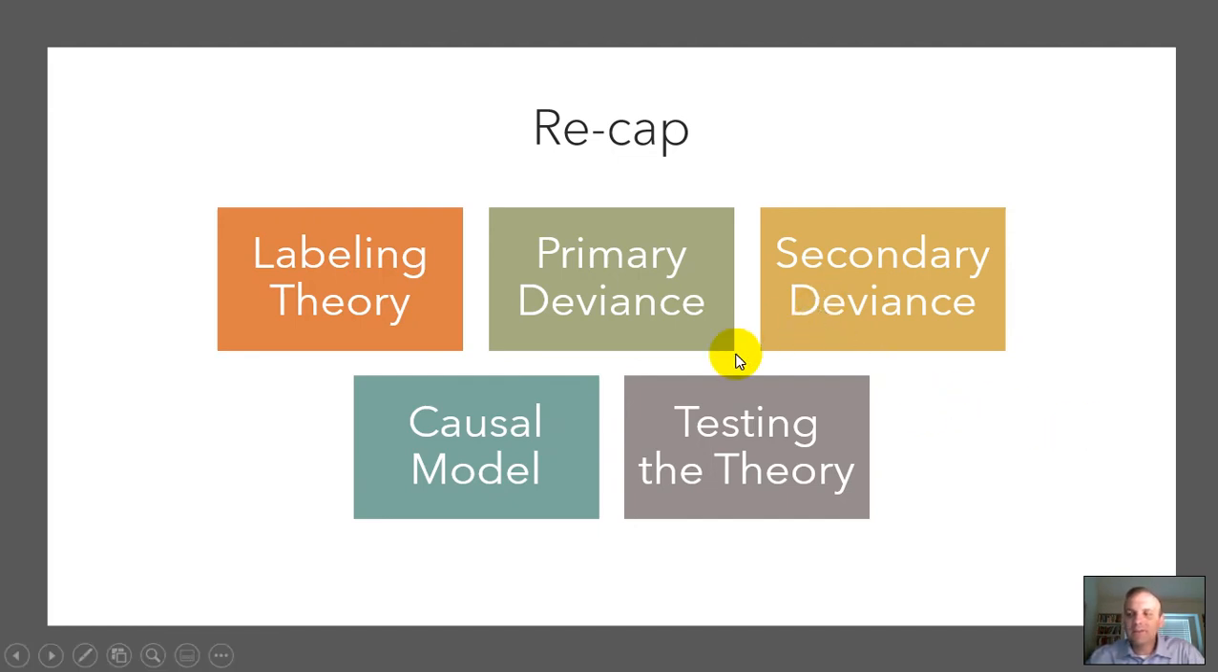Primary deviance is deviance that occurs without the individual having a label attached. Perhaps they don't know what's wrong. It could be psychological. It could be a biological or sociological factor that's responsible for it. Secondary deviance is deviant acts or delinquent acts or criminal acts that occur after being labeled, after the label sets into an individual. We talked real briefly about the causal model and testing the theory, and it's a difficult theory to test.